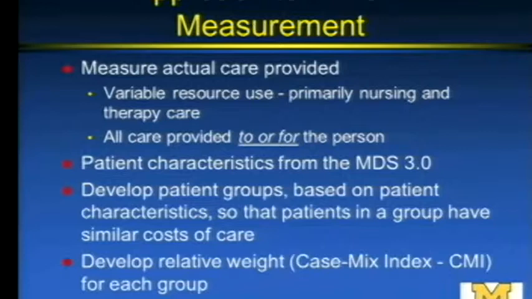period for that person. Then we take a look at what the characteristics of that person are, and we get that from the MDS. For example, now it would be the MDS 3.0. When we did the study, it was an MDS 2.0 that we actually collected the data on. And then we develop patient groups. And let me parse this sentence apart. We develop patient groups based on patient characteristics so that patients in a group have similar costs of care.